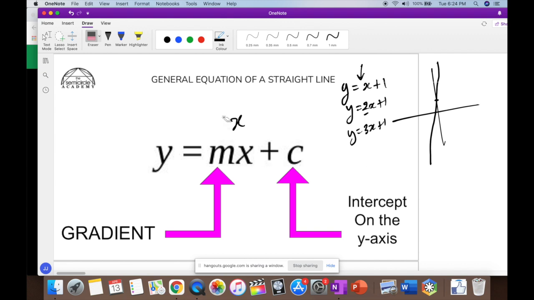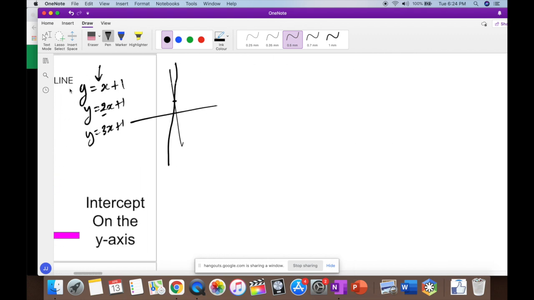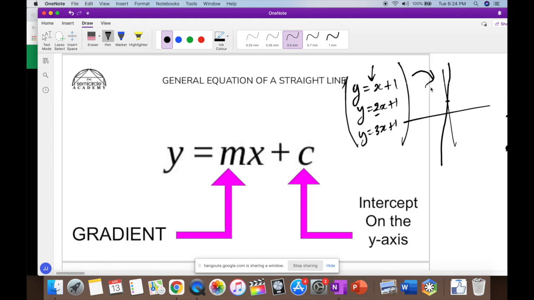Now this is something that you really need to know, because all the time we were giving you equations and telling you to draw the line. But now what's going to happen is we are going to give you the line, and we're going to ask you to find what is the equation. Okay? So in order to do this, this is the first thing that we need to know.